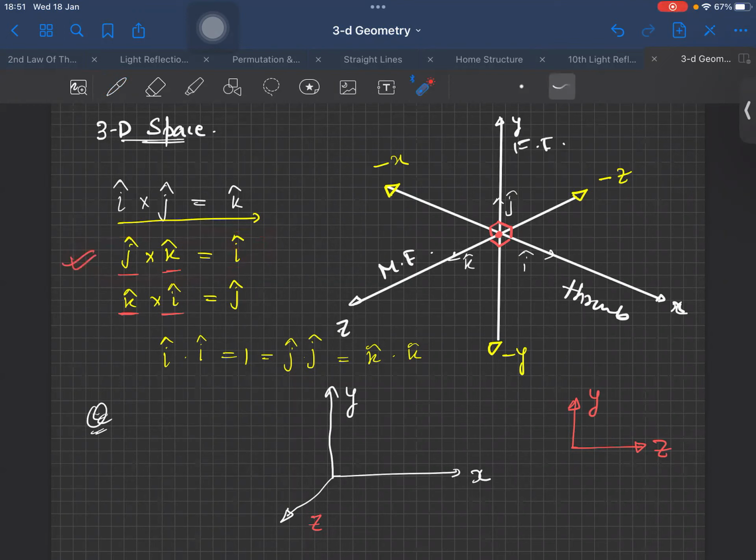So keep your palm on y-axis and rotate towards Z. If you rotate towards Z, then this inside we represent by cross, right? Inside we represent by cross. I hope you know this thing. So this direction will represent positive x. This side it will be negative x. That's how we represent direction.